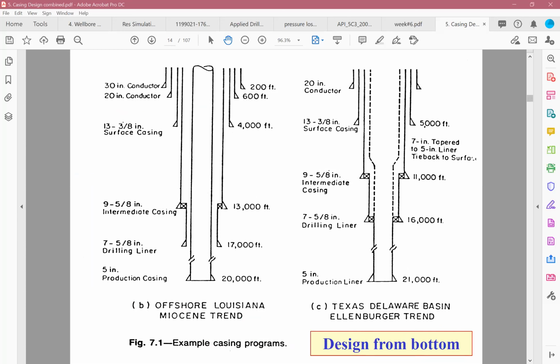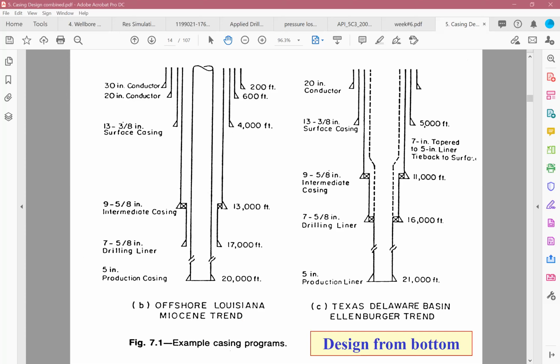Examples of casings again here. What we do in the design, as we talk about later on as well, is we start from the bottom. So let's say you just want to design. Each casing type will be treated differently. The intermediate differently, surface differently, production differently. Each of those casings, we design them separately. And when we design those casings, we start from the very bottom.